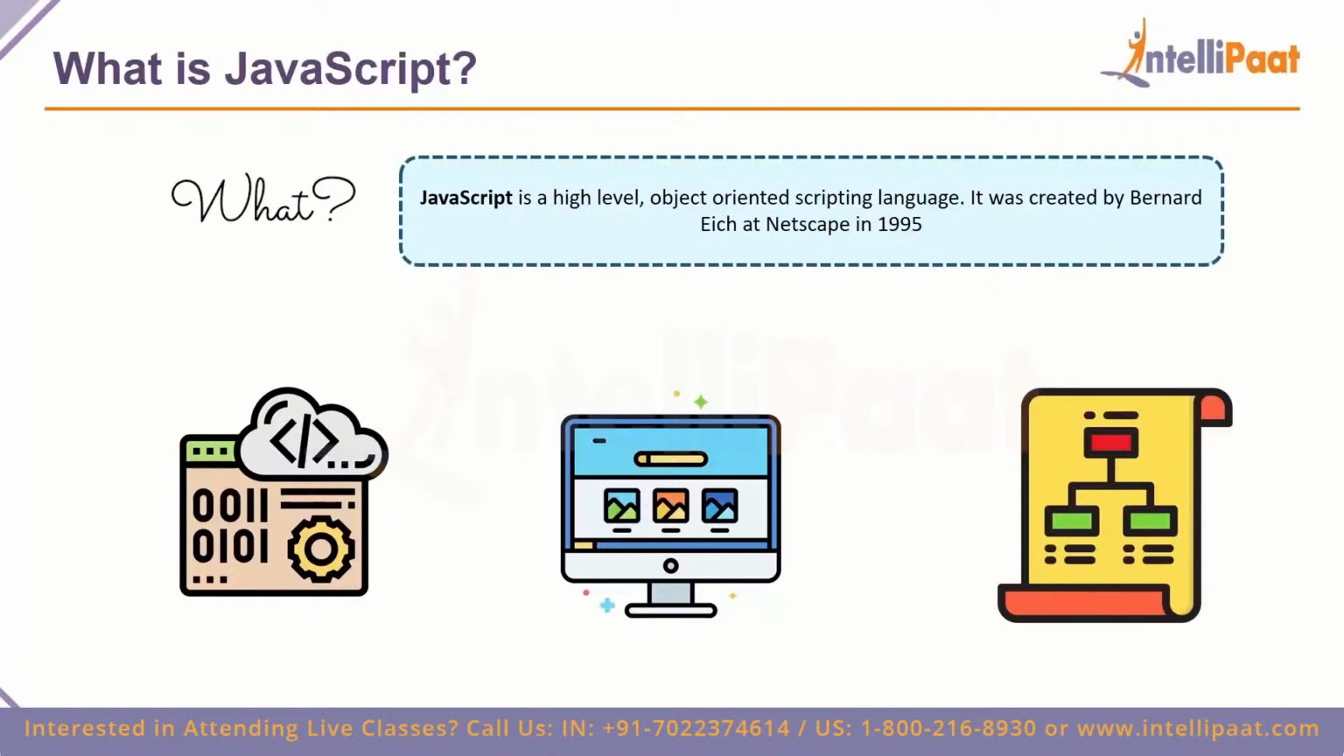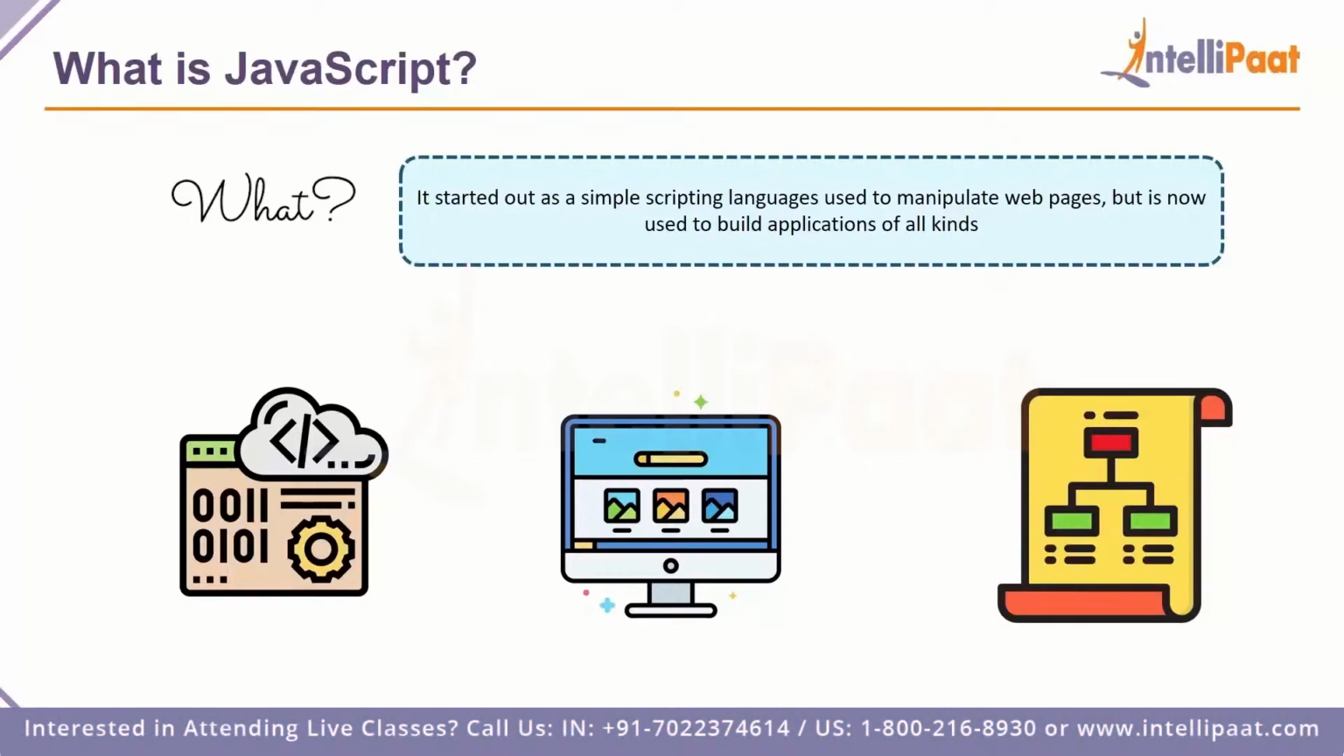However, it's very important to understand that JavaScript has now evolved and now it can be used to build other kinds of applications as well. So when it started out, JavaScript was a very simple scripting language that was developed for the sole purpose of manipulating web pages, adding content, removing content, animating things into the frame, animating things out of the frame, changing the styles and whatever.